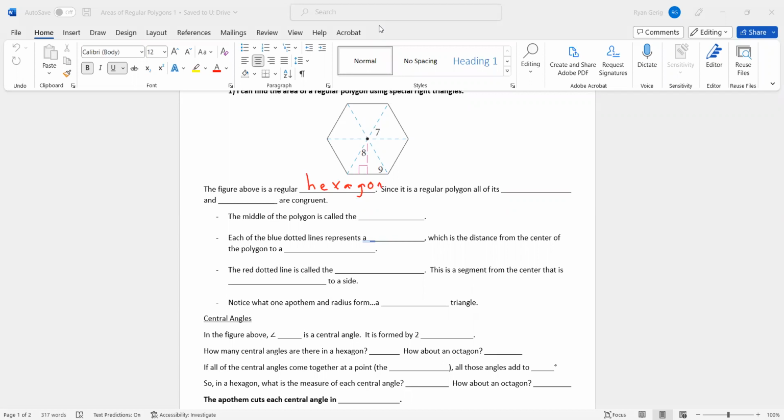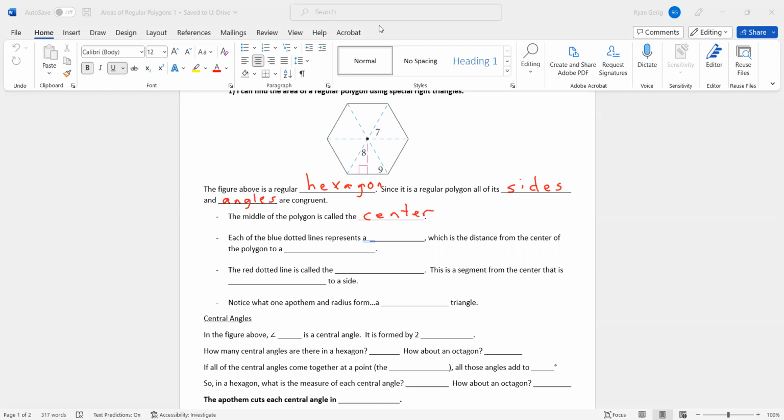Since it is a regular polygon, all of its sides are congruent and all of its angles are congruent. So it makes it regular. Okay. So the middle of the polygon is called the center. That one's not too hard to remember, but you should know it.